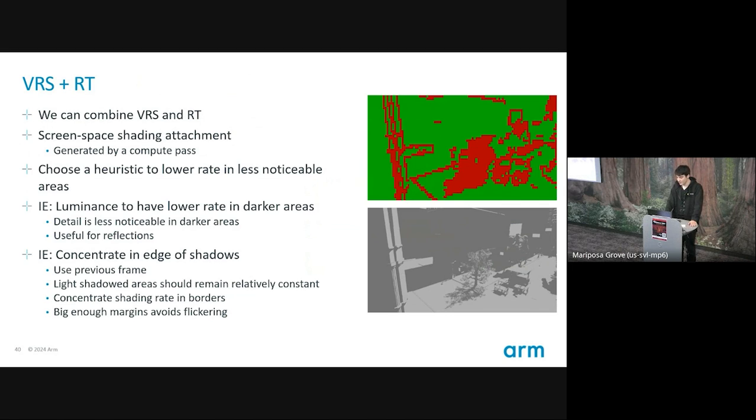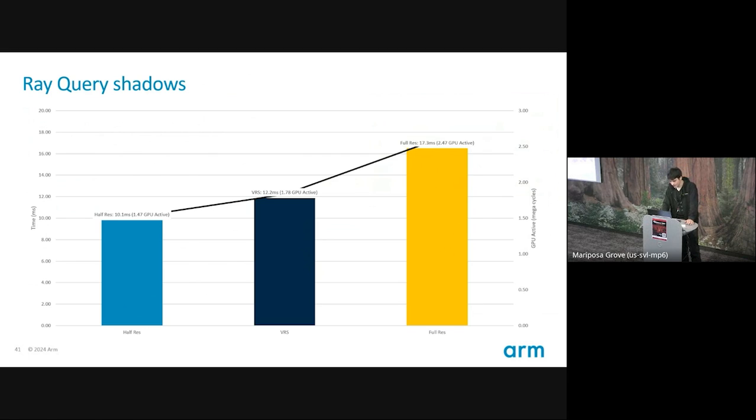However, finding the heuristic might be complicated and it's not completely clear. For example, it's possible to just use the luminance to render darker areas, where details are not so noticeable, at a lower resolution. This could be really helpful for ray query reflections. For the demo, we have focused on shadows. We assume that a shadow area will remain relatively constant between two frames. So our idea was to use the previous frame and concentrate shading power at the shadow edge. This can cause flickering, but if you have a good enough margin, you can avoid it completely, and you can have a huge performance gain.